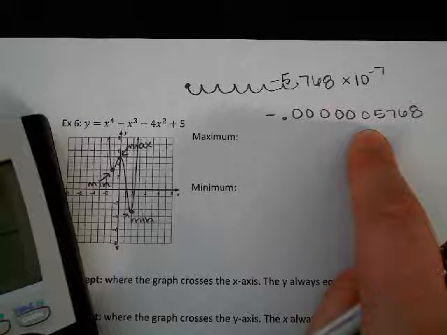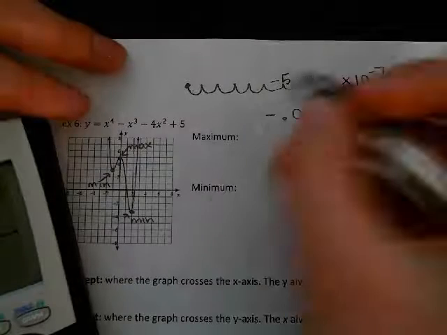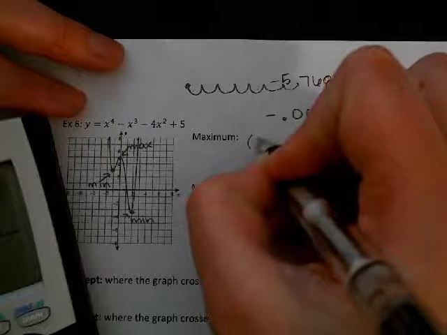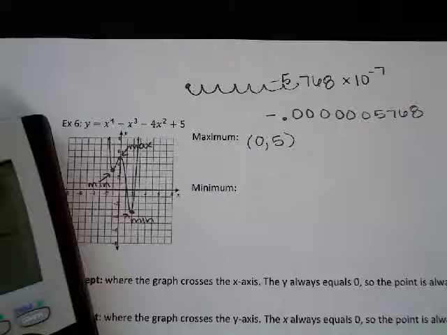Does that make sense? Okay, so look at your decimal. What is your decimal really close to? 0. Yours is saying the same thing. So the maximum is actually an x coordinate of 0, a y coordinate of 5. Our calculators are just having a hard time. Does that make sense? You should just put 0.